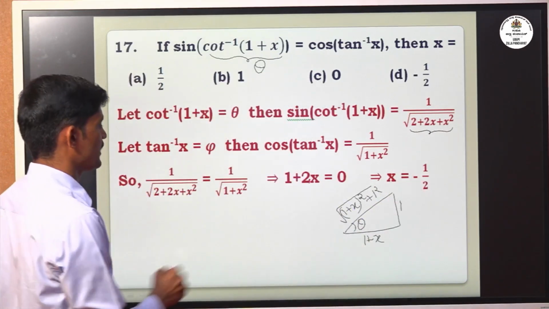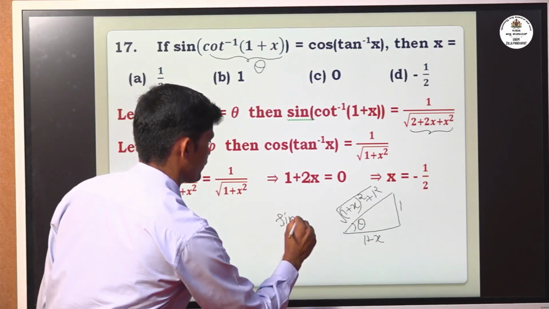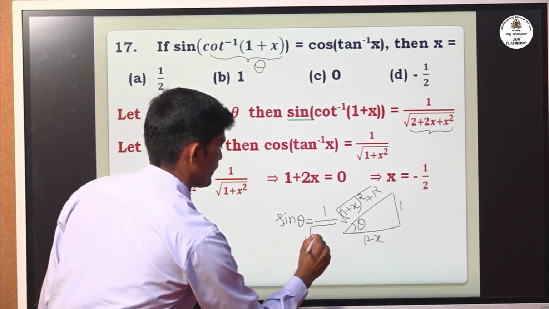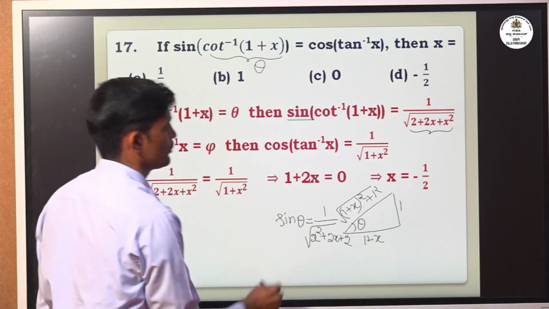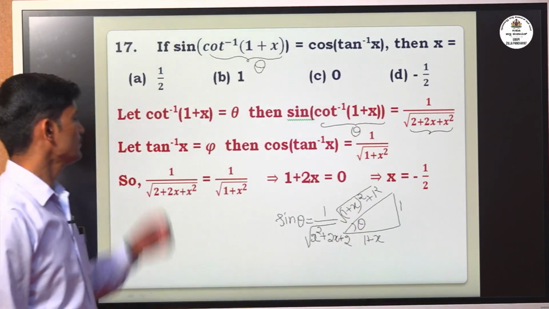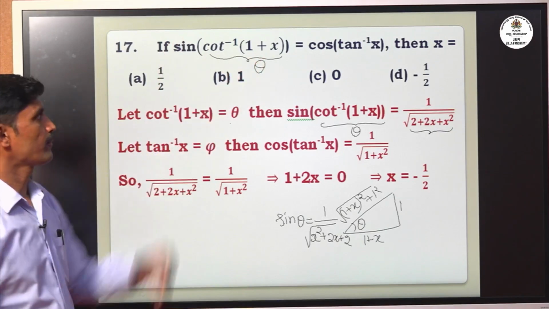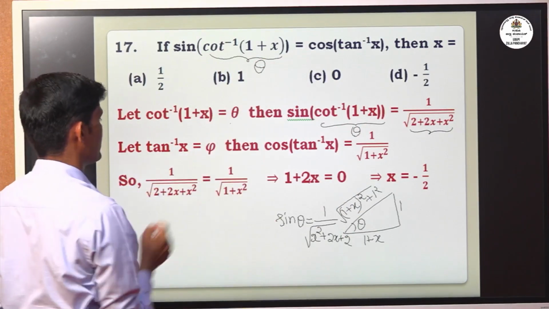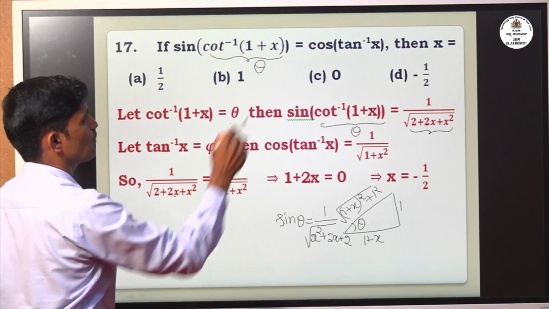Therefore sin theta becomes, this is cot theta that we defined. From that, sin theta is opposite by hypotenuse, that is 1 by the square root of (x square plus 2x plus 2). So this is sin theta, and this is theta now. Cot inverse of (1 plus x) equals theta, and we have sin theta here, which is 1 by this. That is the left hand side. It is equal to the right hand side now, that is 1 by root (2 plus 2x plus x square) on the left hand side equals cos of tan inverse of x.